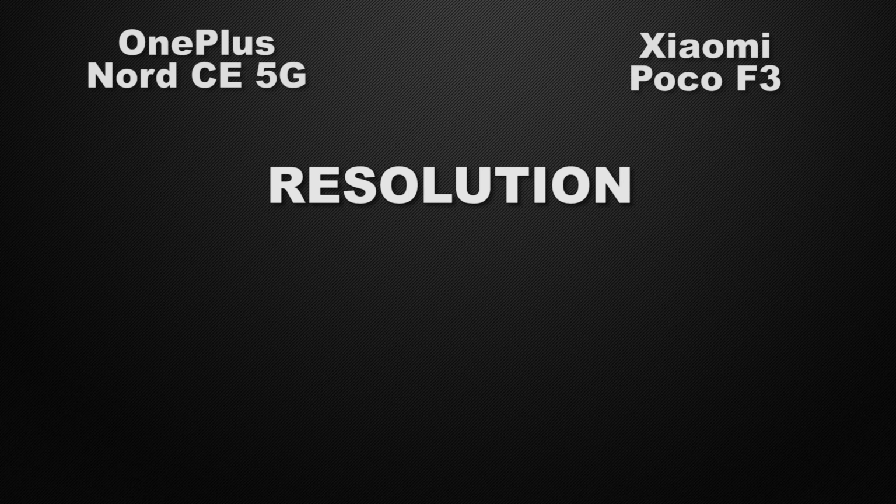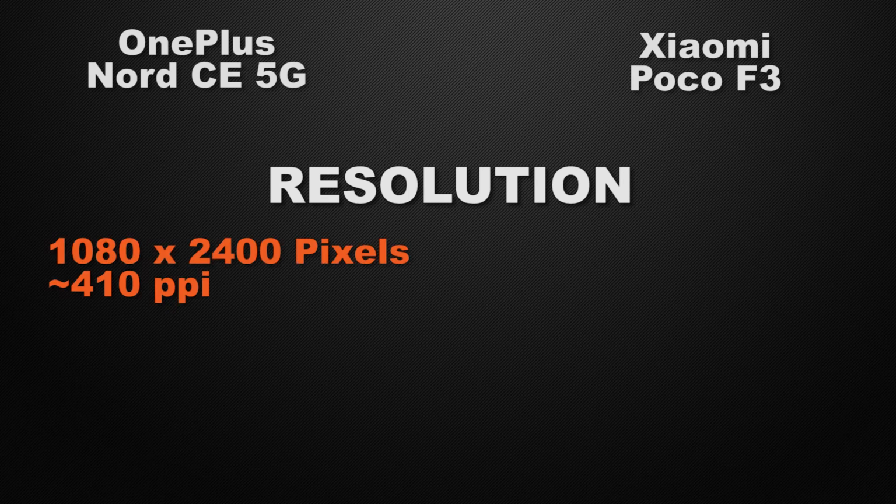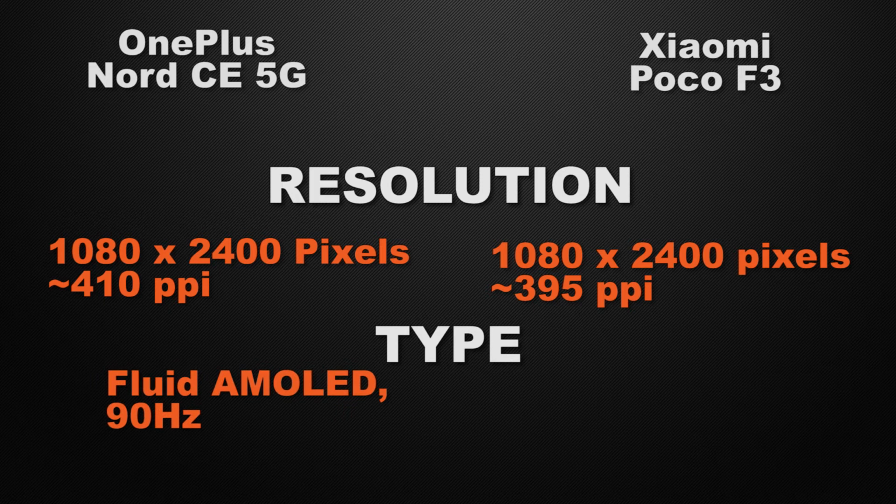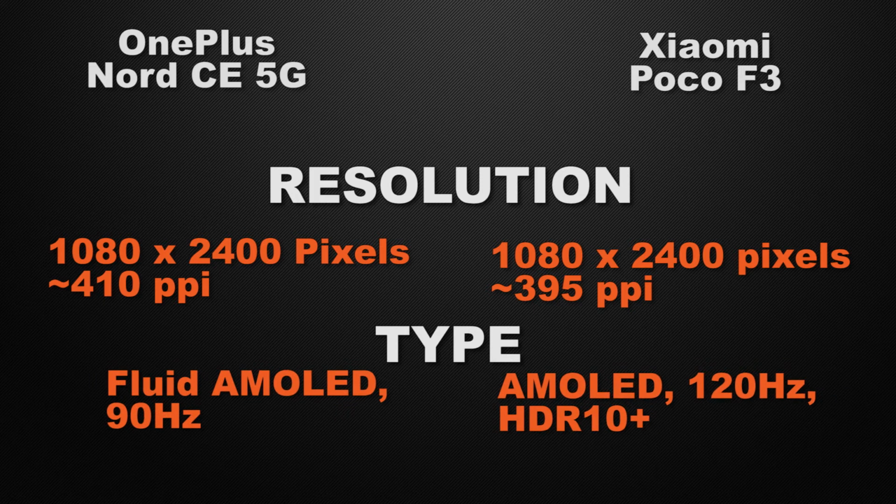Let's talk about the screen resolution of the devices. Nord comes with a Full HD Plus display, on the other side F3 has a Full HD Plus display. So it's a tie. And about the display type of the devices, Nord has a Fluid AMOLED display with a 90 Hz refresh rate, whereas F3 has an AMOLED display with a 120 Hz refresh rate and HDR10 Plus support. So the winner here is F3 because it has HDR10 Plus support which can give you more vivid colors and darker blacks.